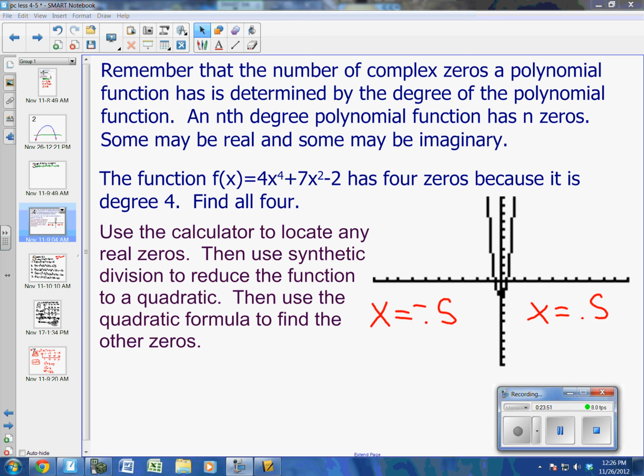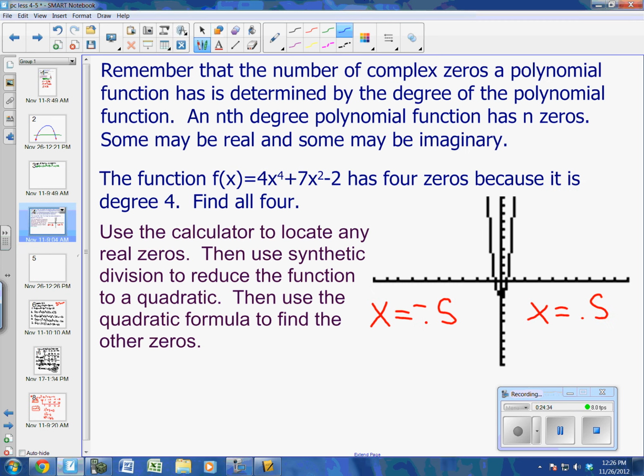So what we're going to basically do is we're going to take our function, plug it into our calculator, and find the real zeros. Okay, got it? Then after you find the real zeros, you are going to divide these into the original polynomial using synthetic division. That's why I went over synthetic division with you the other day, to reduce it down to a quadratic function. Then you're going to use the quadratic formula to solve the quadratic equation to get the imaginary zeros, and that makes all of our complex zeros, real plus imaginary. You got that?